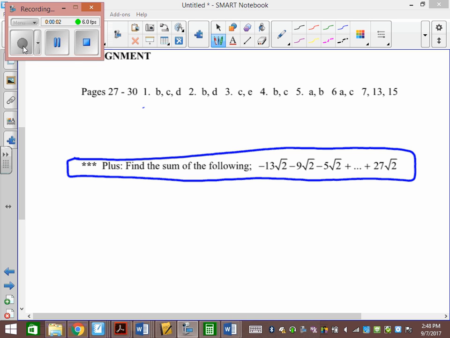So this one says, find the sum of the following. And we've done the sum of all of these arithmetic sequences before, but I wanted to show you one with radicals. It's kind of like a preamble to what you're going to be getting into.